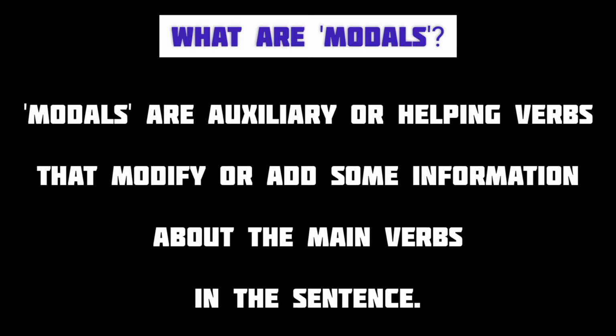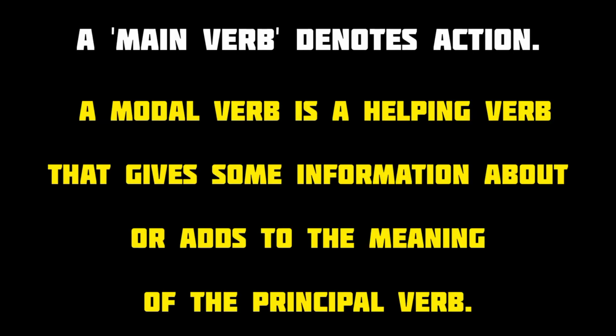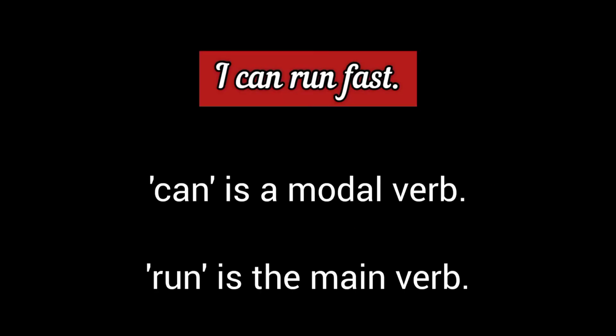in the sentence. A main verb or principal verb is a word that denotes some action like run, play, eat, read, etc. A modal verb is always used with a principal verb to modify it or to add some information about it. For example, in the sentence I can run fast, can is a modal and run is the principal verb. Here the modal verb can is showing my ability to run fast.